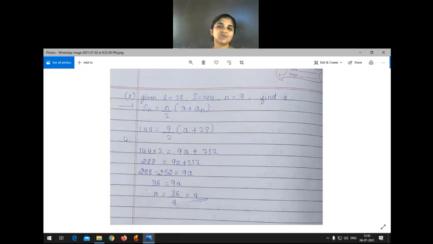Which relationship suits for this condition? Sn is equal to n by 2 into a plus an. Sn is 144. N is 9, then divided by 2. A is unknown. An is 28. Now transfer this 144 to this side. That is 144 into 2 is equal to 9 into a, 9a, plus 9 into 28 is 252. So 144 into 2 is 288, which is equal to 9a plus 252. Then 288 minus 252 is equal to 9a. Then 36 is equal to 9a. A is equal to 36 by 9, which is 4.